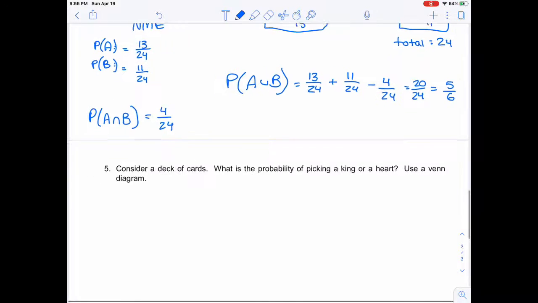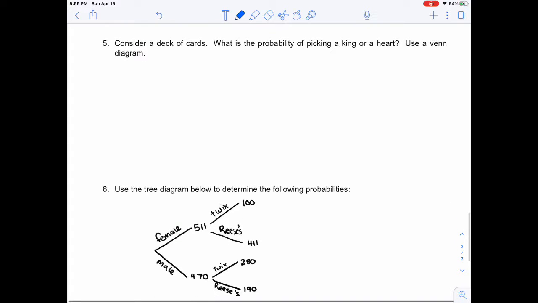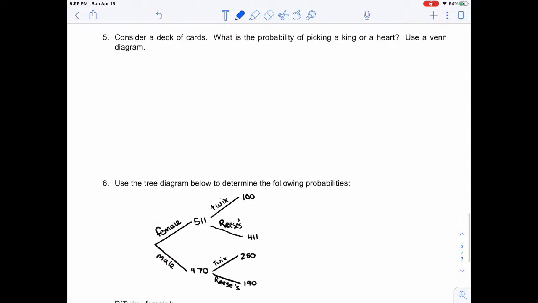Okay, so moving down here to number 5, the rest of this page actually is not really going to be focused strongly in your book, but I did want you to see these kinds of problems. So we have, consider a deck of cards. What is the probability of picking a king or a heart? Use a Venn diagram. I know you don't actually need the Venn diagram to do this kind of problem, but it's good to know how to use Venn diagrams because sometimes you'll just be given a Venn diagram and have to do the problem that way, okay?